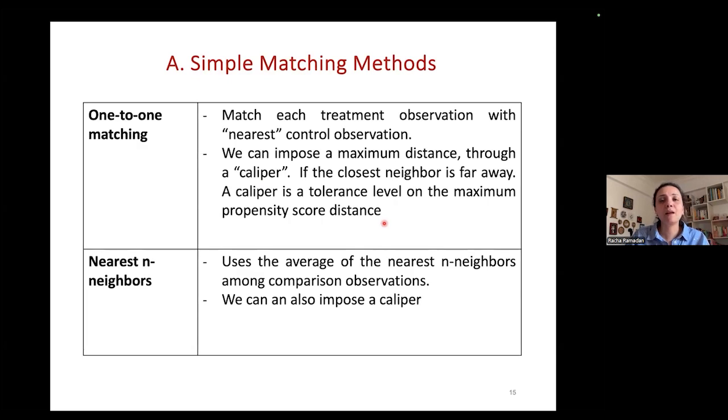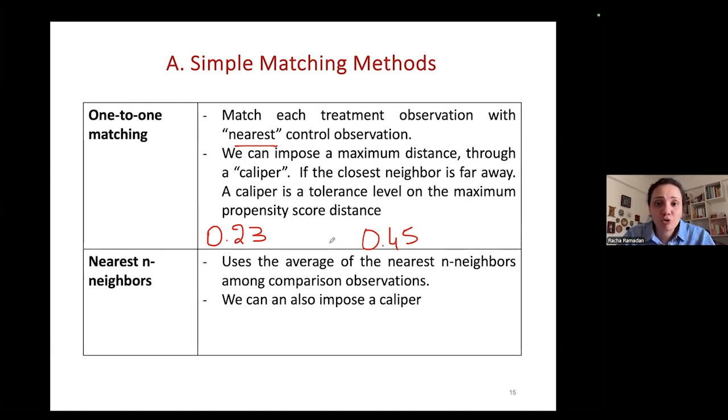For the simple matching methods, we have one-to-one matching. This is very simple. You will specify to STATA to match this observation, which is treated, with the nearest, closest observation. Here I will return to this word, nearest. How can we define the nearest? If for one treated individual we have a score of 0.23, and the nearest value of the non-treated individual is 0.45, should I consider these two as near or not?